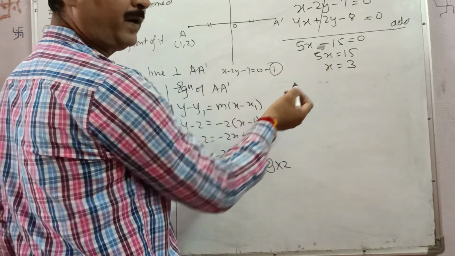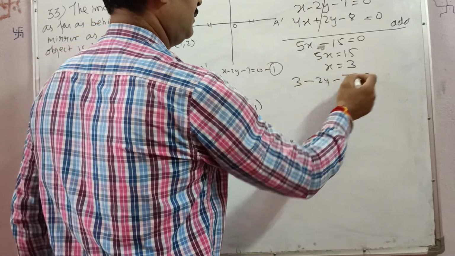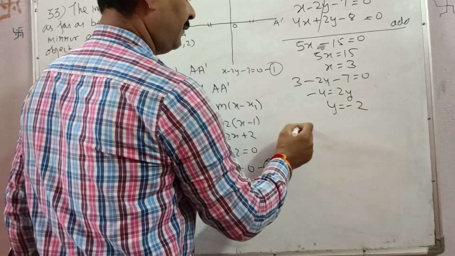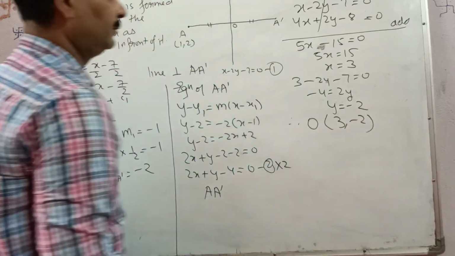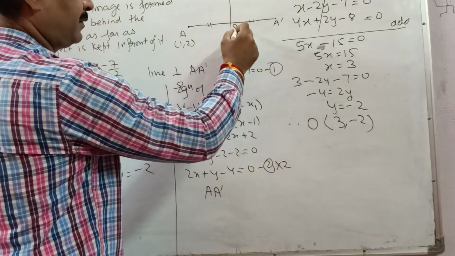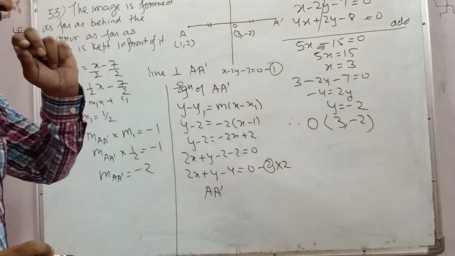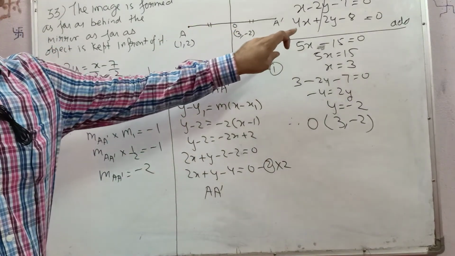Substituting the value of x in either of the equations, 3 minus 2y minus 7 is equal to 0, minus 4 is equal to 2y, or y is equal to minus 2. So therefore, coordinates of O will be (3, minus 2). Now we got the coordinates (3, minus 2), which is the midpoint of AA dash.